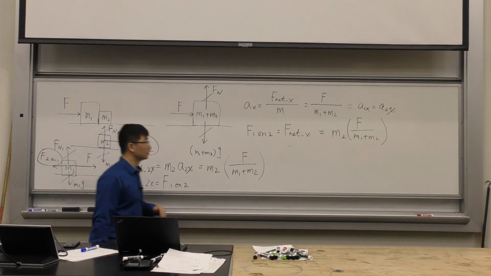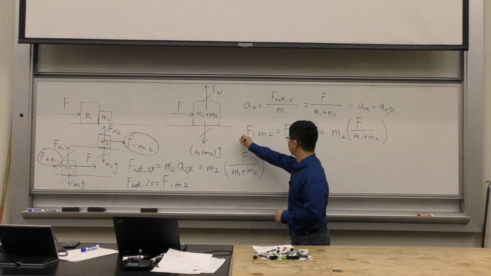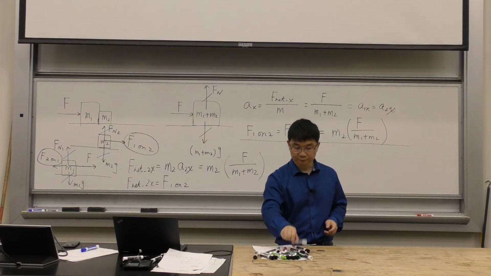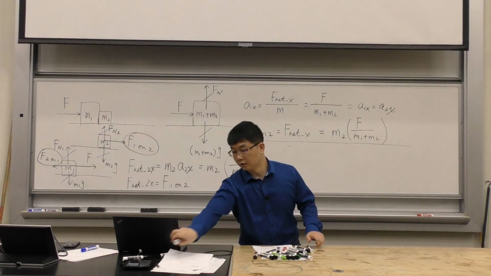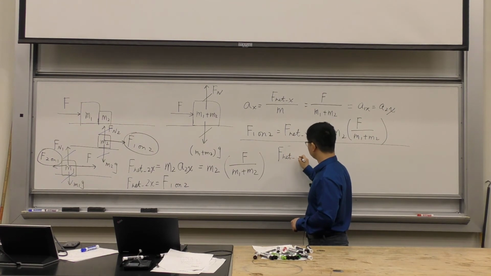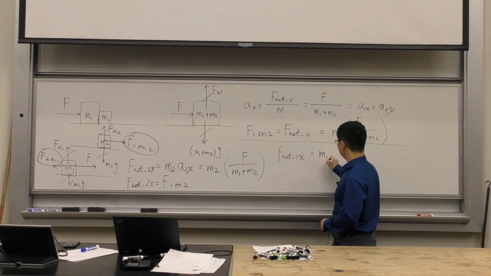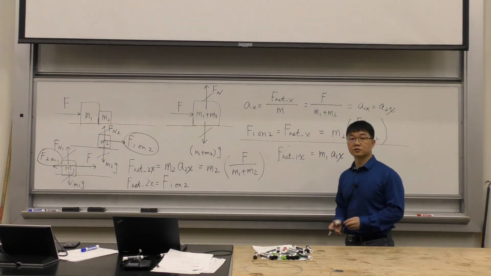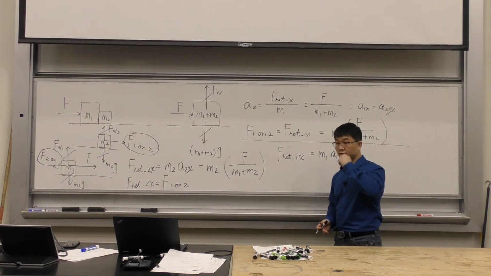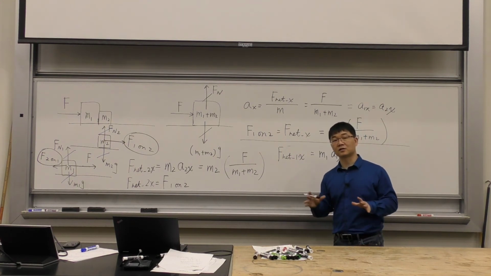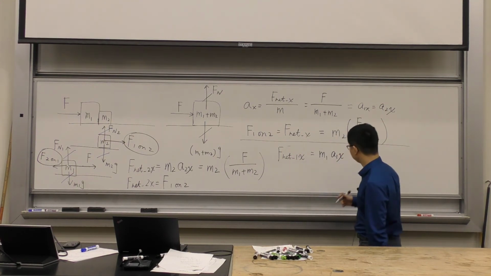In x direction, so I would write this, right? So if I apply Newton's second law on M1, I should get this. Net force on M1 in x direction should be equal to M1 times A1x, right? This is Newton's second law. Again, you should know that when you use Newton's second law, you always get the net force. Right? You don't get a single force out of this equation.